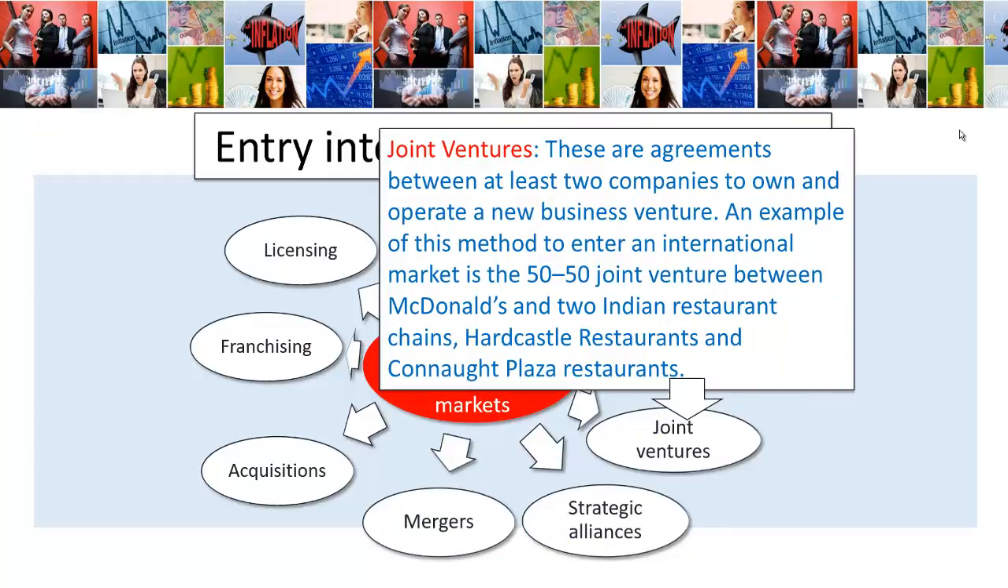A joint venture. This is different to a strategic alliance. Joint ventures are agreements between at least two companies, usually two, but can be more, to own and operate a new business venture. An example of this method to enter an international market is a 50-50 joint venture between McDonald's and two Indian restaurant chains, Hardcastle Restaurants and Connaught Plaza Restaurants.